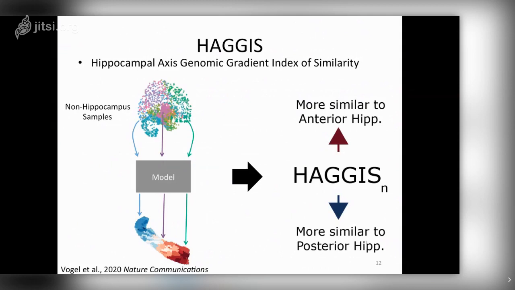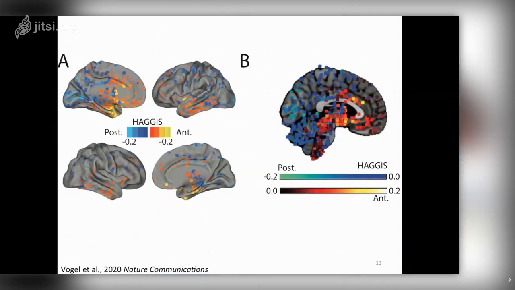And we used this information to create what we call haggis, which is an index where higher values represent greater transcriptomic similarity to the anterior hippocampus, and lower values mean greater similarity to the posterior hippocampus. And when we looked across the whole brain, we saw this interesting pattern where brainstem and more anterior-ventral portions of the brain appeared to have a transcriptomic signature that was more similar to the anterior hippocampus, while the more posterior dorsal and brainstem and cerebellar sites were more similar to the posterior hippocampus.